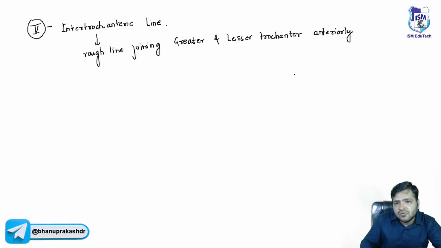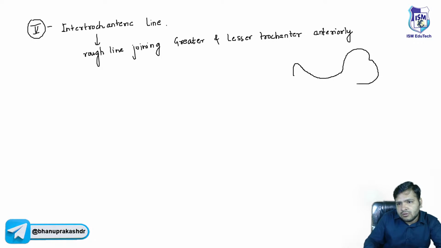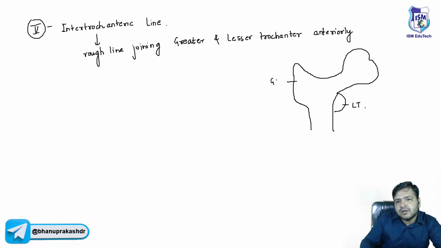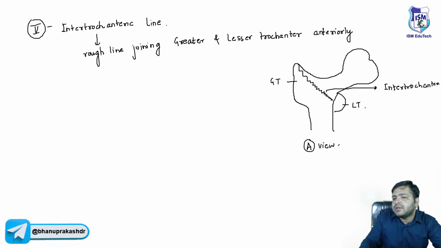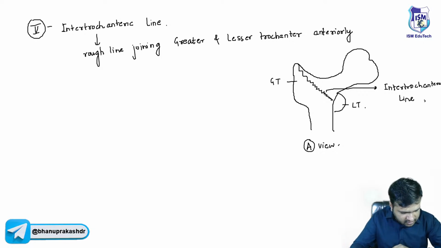So remember beta, if we just try to follow the diagram, I will insist everyone to know. This is the lesser trochanter and this is the greater trochanter, and this is a rough line which is joining the greater trochanter and the lesser trochanter. This is the anterior view, and this line beta, it is called as the intertrochanteric line. Inter का मतलब होता है दो trochanter के बीच में.